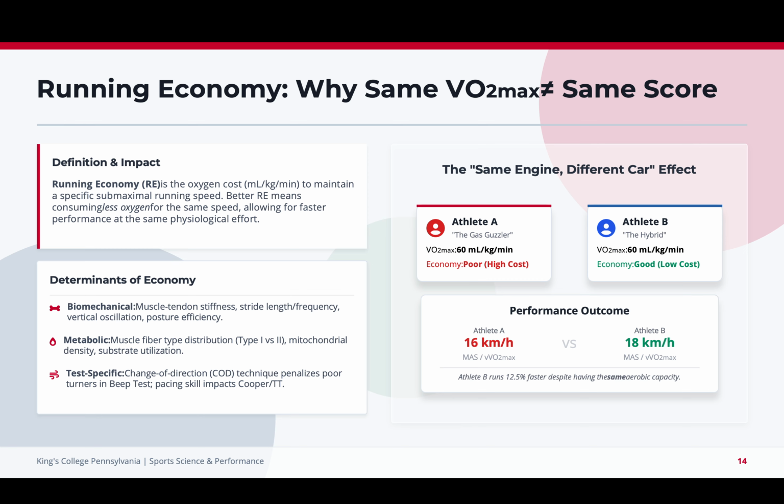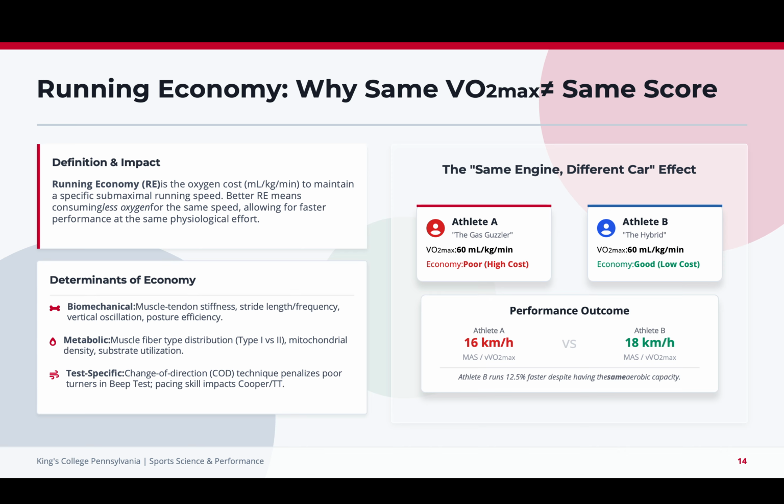Same engine, different car effect. Athlete A, the gas guzzler: VO2 max 60 milliliters per kilogram per minute, economy poor, high cost. Athlete B, the hybrid: VO2 max 60 milliliters per kilogram per minute, economy good, low cost.